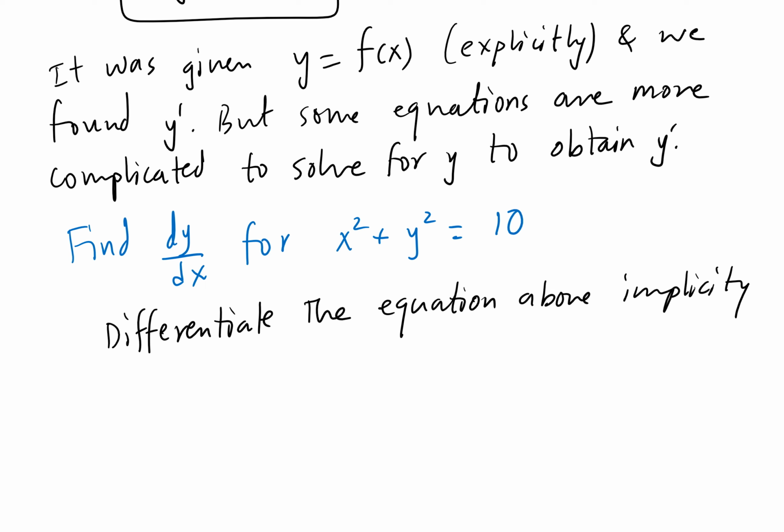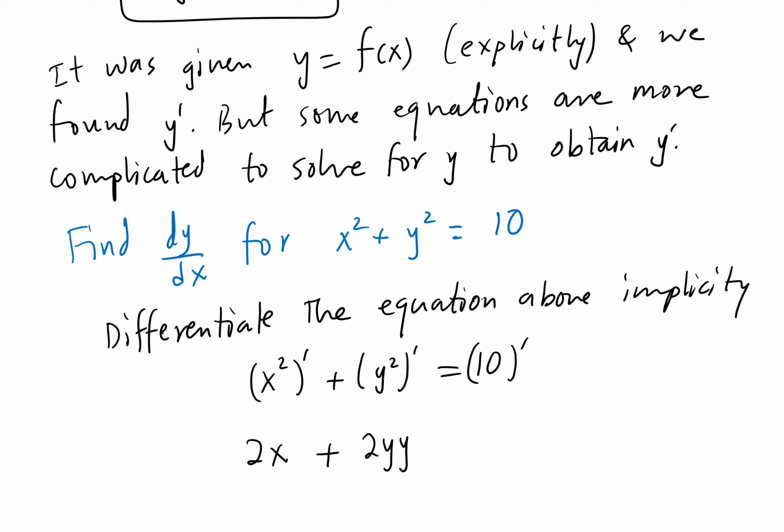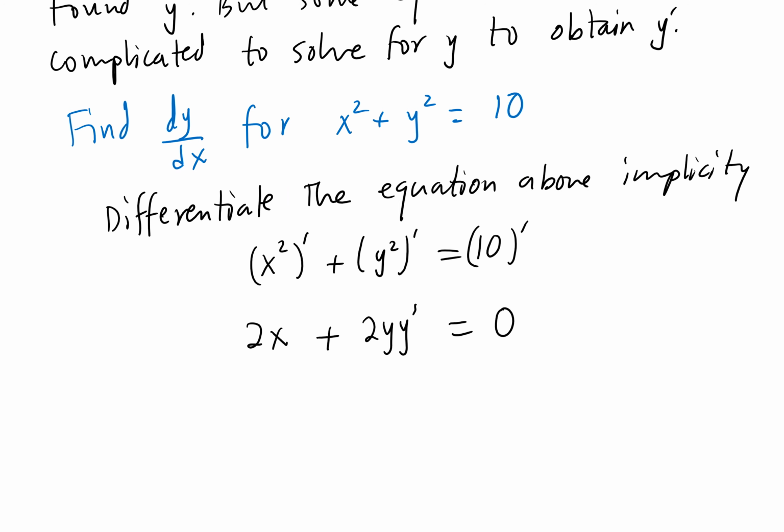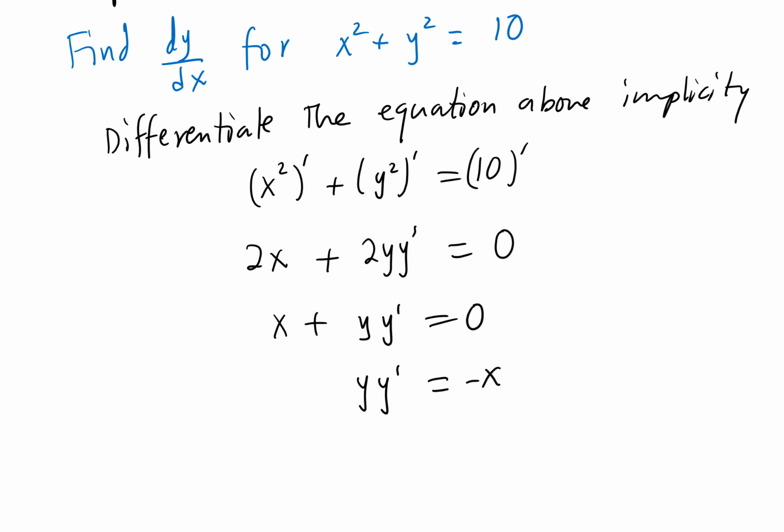Now, how do we differentiate this? Basically, we take the derivative of each one of them. The derivative of x squared is 2x. The derivative of y squared is 2y y prime. The derivative of 10 is 0. We are asked to find y prime. Divide everything by 2. You get x plus y y prime equals 0. I need to solve for y prime. We subtract x on both sides and then divide by y.